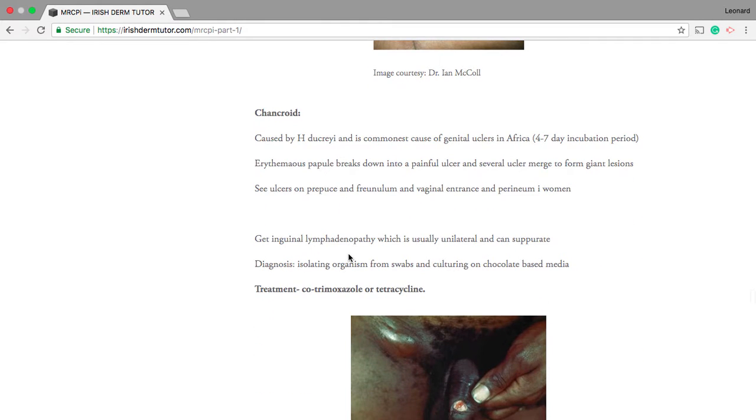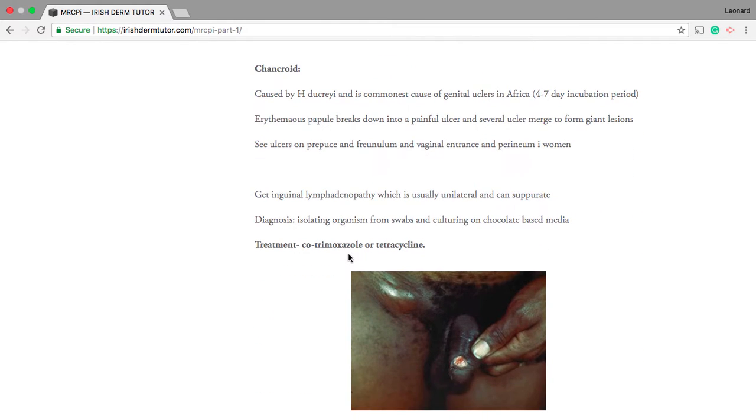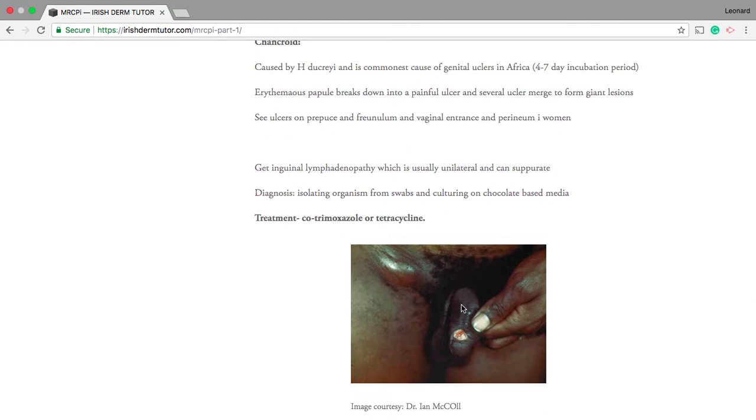And so I'll now move on to chancroid. This is the commonest cause of genital ulcers in Africa. It often occurs 4 to 7 days after incubation. And the organism responsible for this is Haemophilus ducreyi. You often get an initial erythematous papule, which then breaks down into this painful ulcer. And oftentimes you can get several ulcers that merge together to form really large lesions.